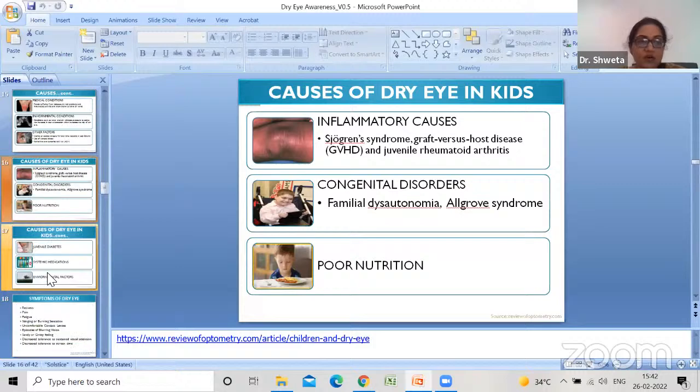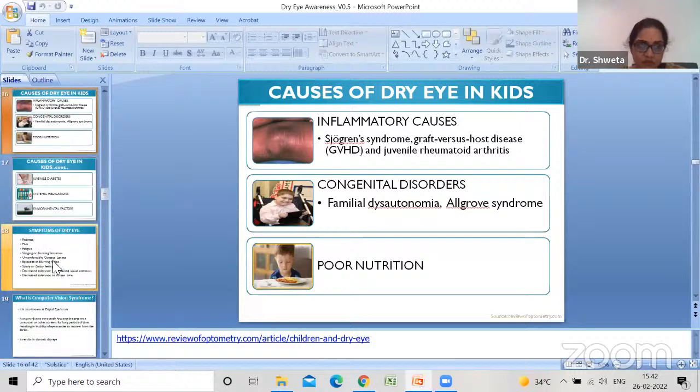So in children, all these causes that I have told do have an effect, plus some conditions which may be common only in children, like juvenile rheumatoid arthritis. It is a condition of the children only. So children who are suffering from these type of conditions will definitely have more chance of developing dry eye.